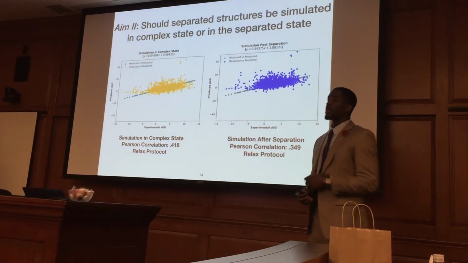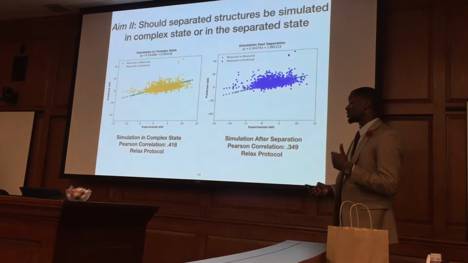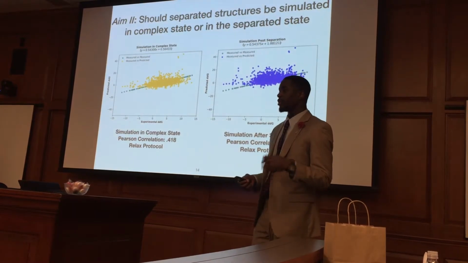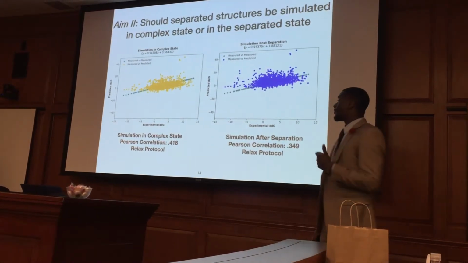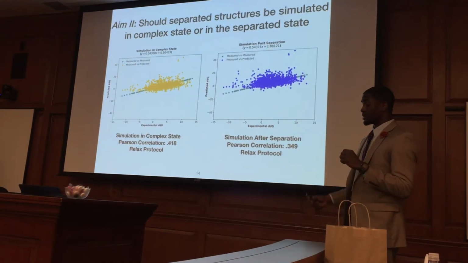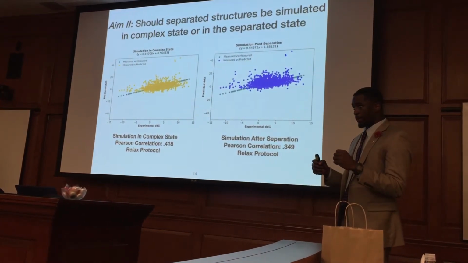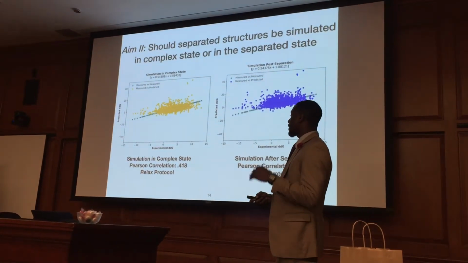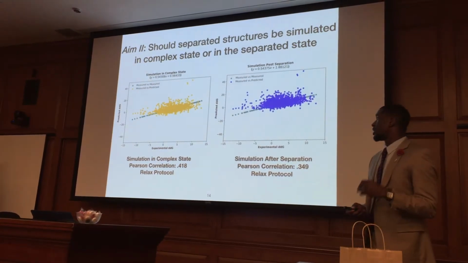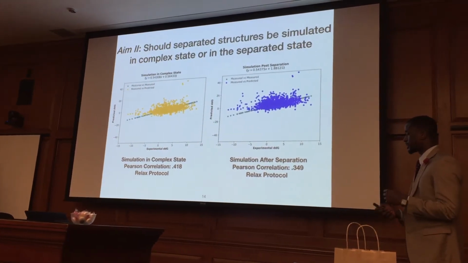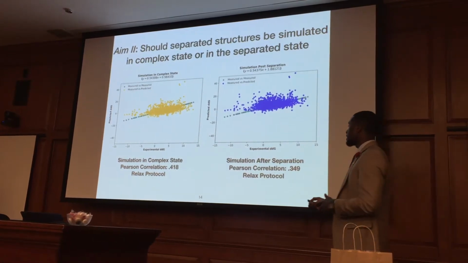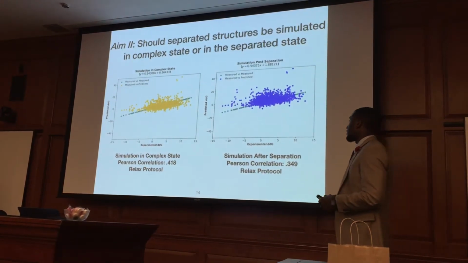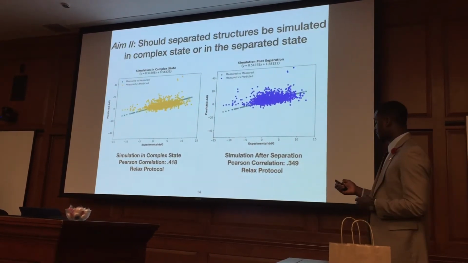The second aim, as I stated earlier, was: should we separate the structures before we simulate them or after we simulate them? What we found was that when we separate the structures while they were in this compound state, there was a better Pearson correlation than when we didn't separate them. It's not a huge difference between the protocols, but you can see that there are more outliers when we didn't.